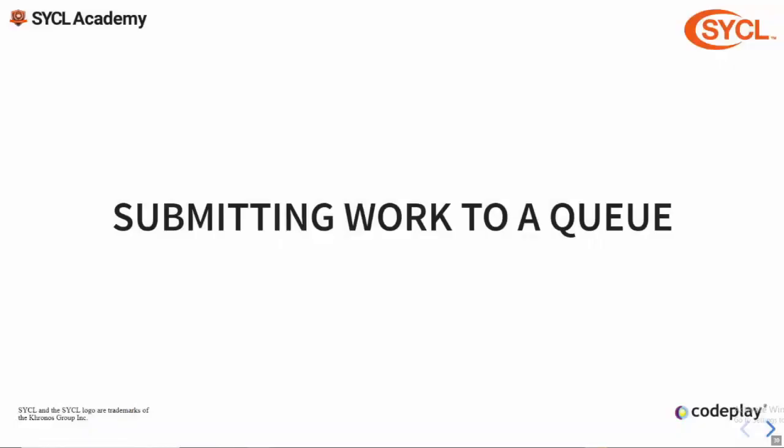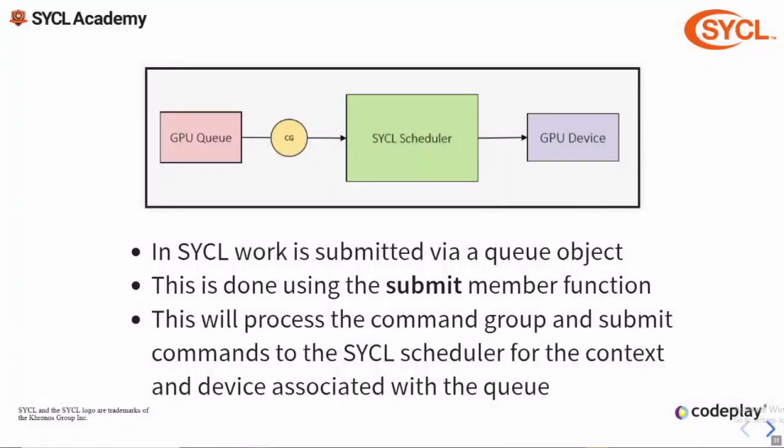So now that we have a queue, how do we submit work to it? In SYCL, all work is submitted to a queue. This is done by using the submit member function. This will process a command group and submit commands to the SYCL scheduler for the context and device associated with that queue. So here we submit a command group to the GPU queue, where it is then processed and submitted to the scheduler. Then once the scheduler decides to execute those commands, they are then enqueued to the target device.